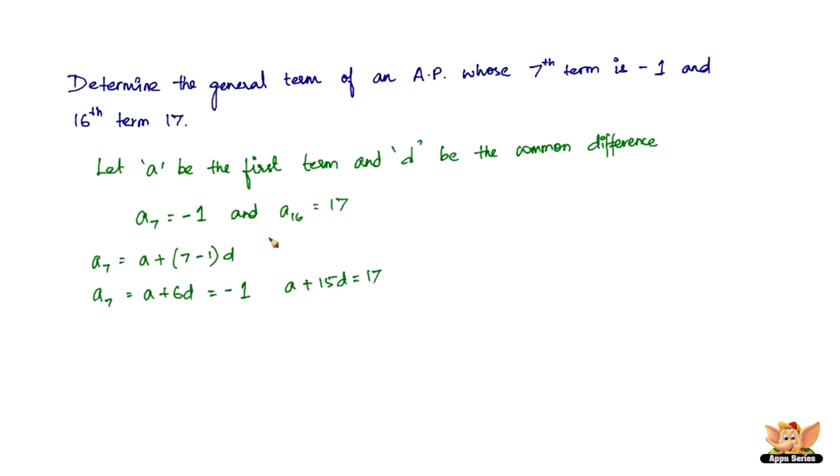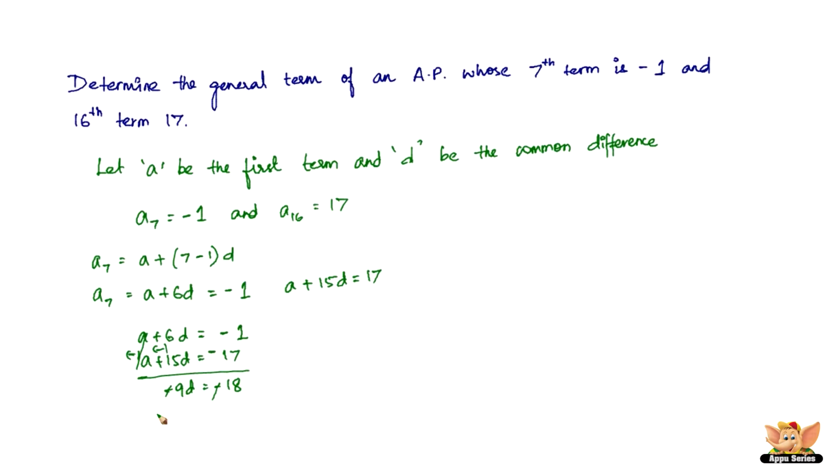So we've got two simultaneous equations formed. So we can easily solve them. A plus 6D equals -1, and A plus 15D equals 17. So subtracting them, A gets cancelled. This becomes -15 plus 6, which is nothing but -9D. And 17 is minus, so this becomes -18.